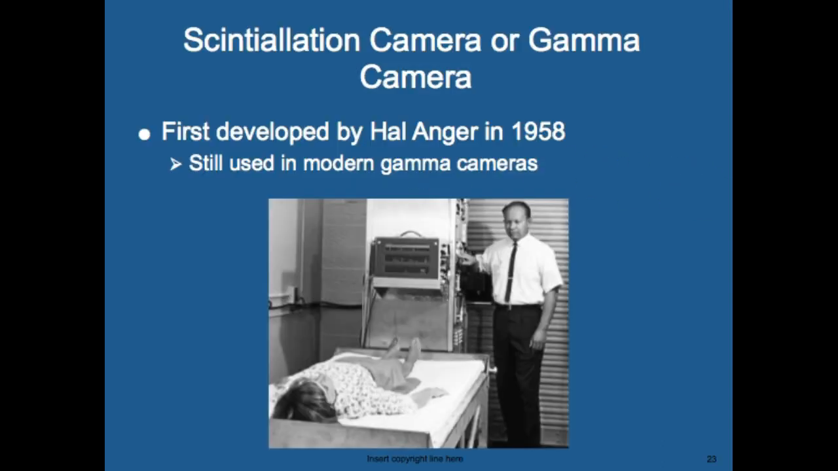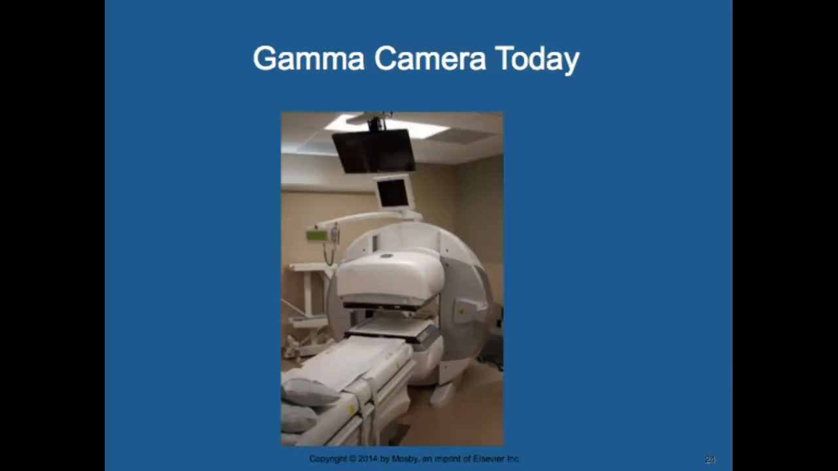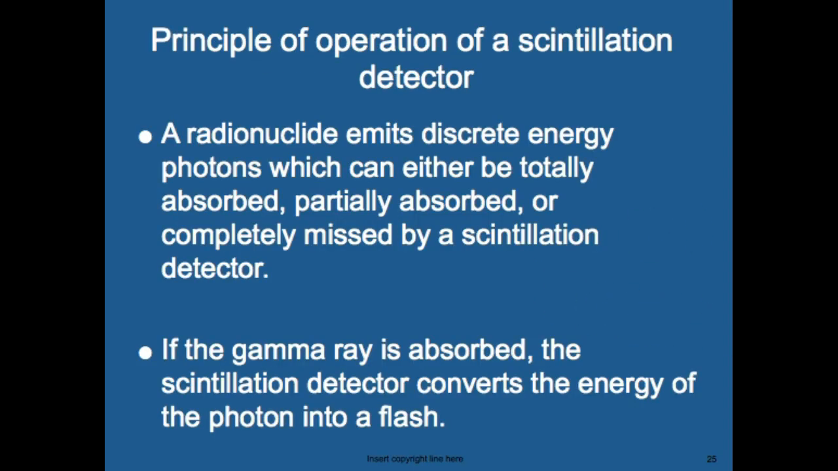So the scintillation camera, or gamma camera, was first developed by Hal Anger in 1958, and is still used in modern technology. So here is a dual head. You can see top and bottom sandwich, so the patient slides right in there.